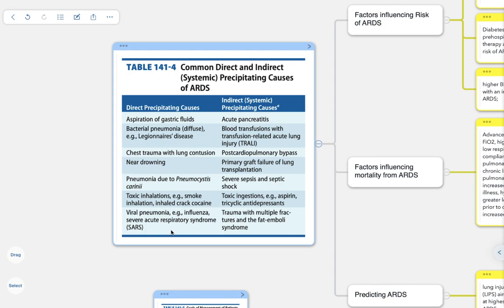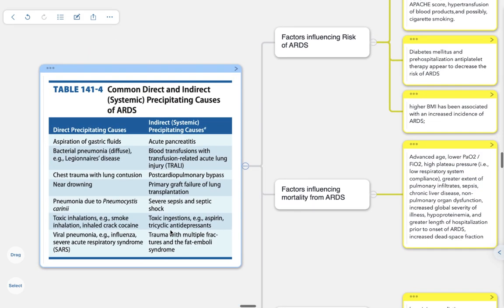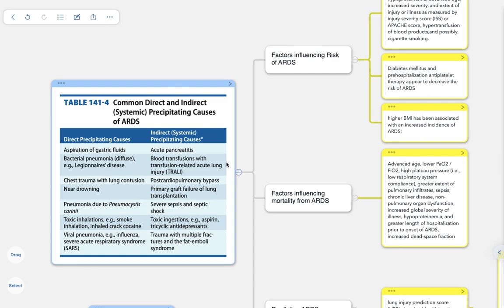Indirect precipitating causes include acute pancreatitis, blood transfusions with transfusion-related acute lung injury, post cardiopulmonary bypass, primary graft failure of lung transplantation, severe sepsis and septic shock, toxic ingestions, for example, aspirin or TCAs, trauma with multiple fractures, and the fat embolism syndrome. Then, based on these etiologies, there are certain factors which influence the risk of ARDS.